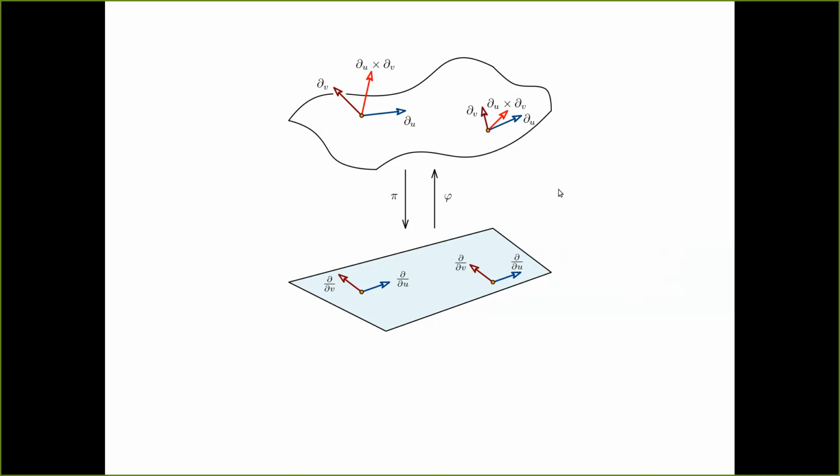Okay, is this picture clear? All right, so the vectors del u and del v form a basis because they are the image of a linear isomorphism d phi of the standard basis vectors del by del u and del by del v.